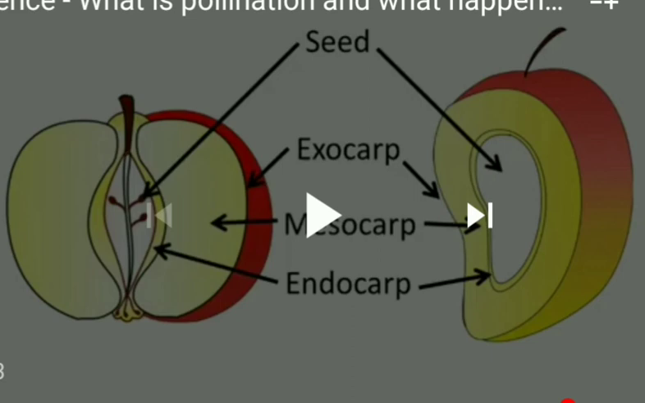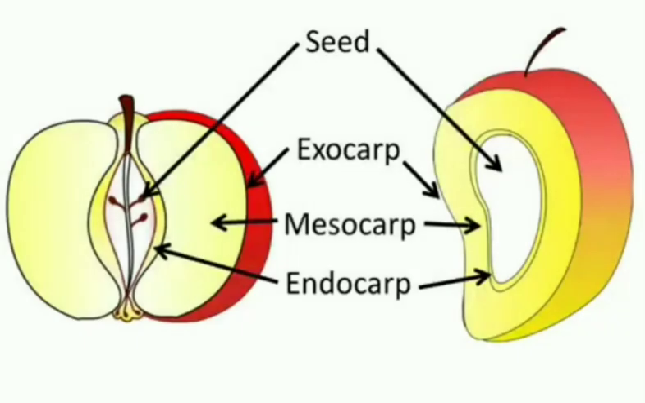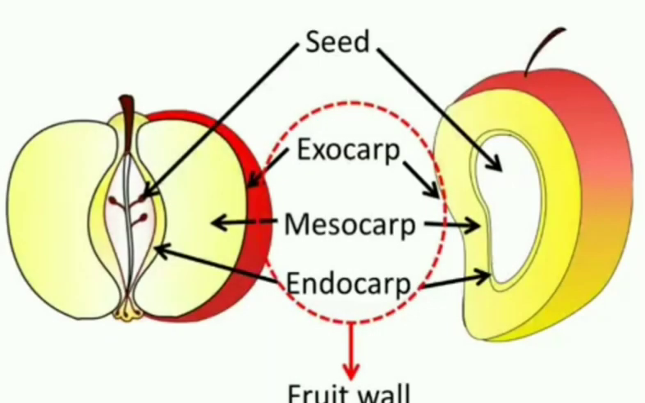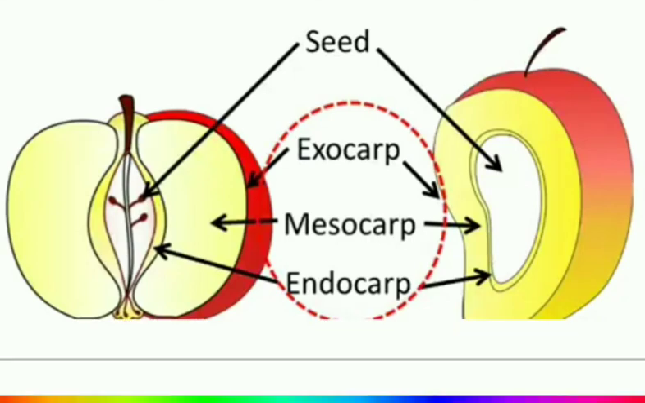And in diagram number 2, mango is a type of true fruit because the fruit is developed from the ovary, hence it is known as a true fruit. The parts of the fruit are exocarp, mesocarp, and endocarp. All these, exocarp, mesocarp, and endocarp, are commonly known as the fruit wall, and in scientific language the fruit wall is known as pericarp.